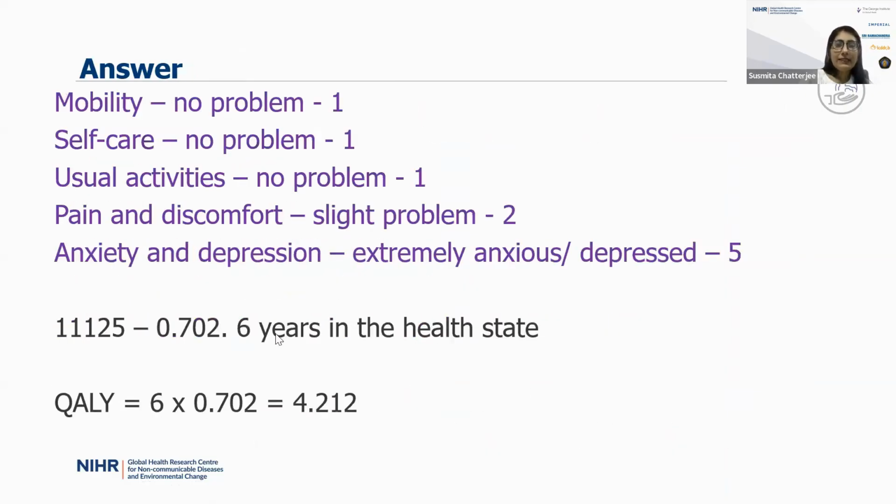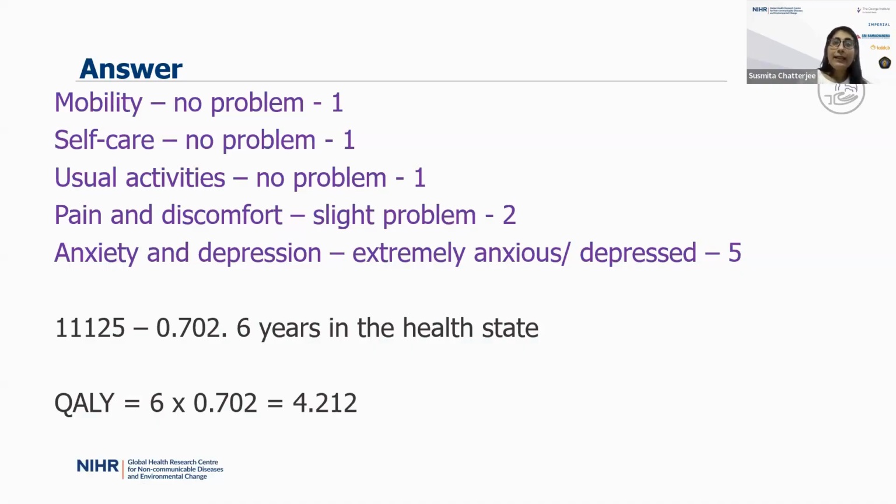So you got this. 6 years in the health state. So QALY is basically 6 years, how many years in the health state, multiplied by that. So the QALY for this person is 4.212. Similarly, you can do it for all participants. You will get a whole lot of QALYs, sum those up. So those many QALYs were associated with that health state.